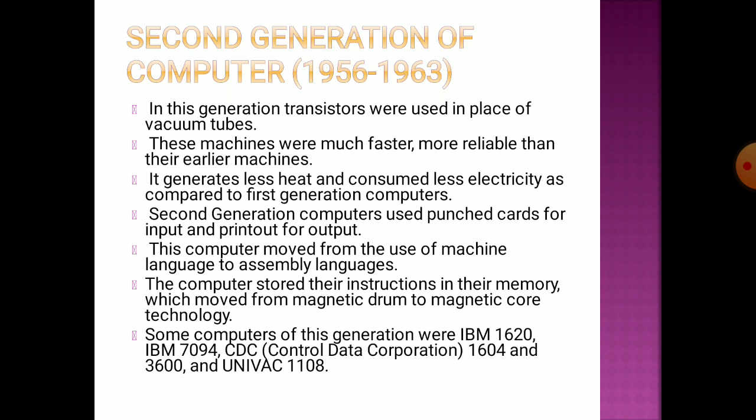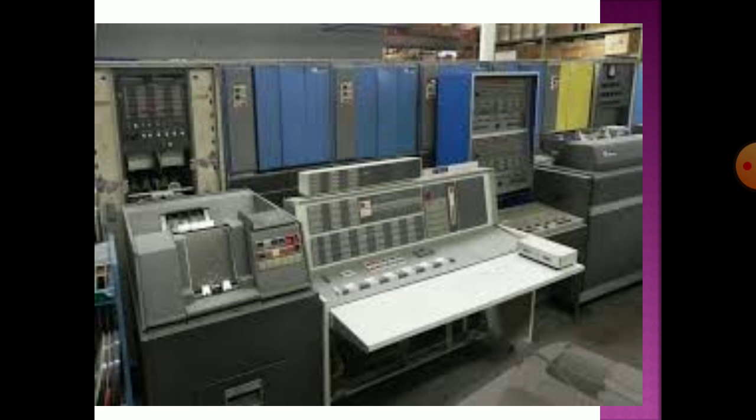The next point to remember in your second generation is that we used magnetic drums and magnetic core technology to store the data. Some examples of second generation computers are IBM 1620, IBM 7094, CDC, that is Control Data Corporation 1604, 3600, and UNIVAC 1108. These are the second generation computers, as I told you, and I showed you the diagram also.